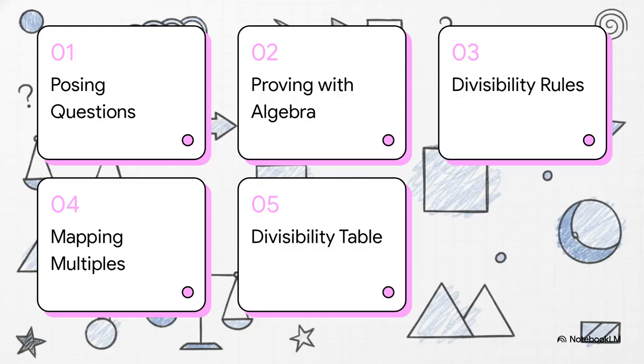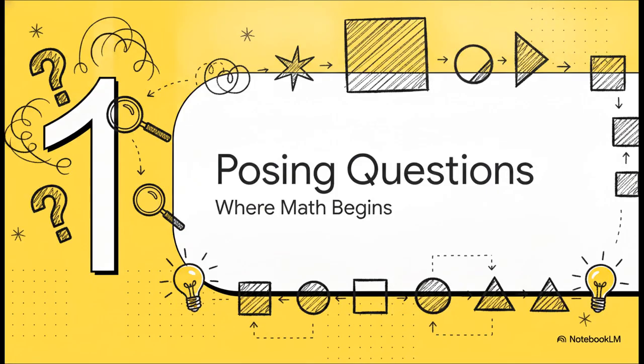Here's our roadmap for the explainer today. We're going from section 1, posing mathematical questions, to 2, proving patterns with algebra, then 3, properties of divisibility, 4, mapping multiples, and finally 5, the divisibility table. All right, let's jump right into section 1, posing mathematical questions.